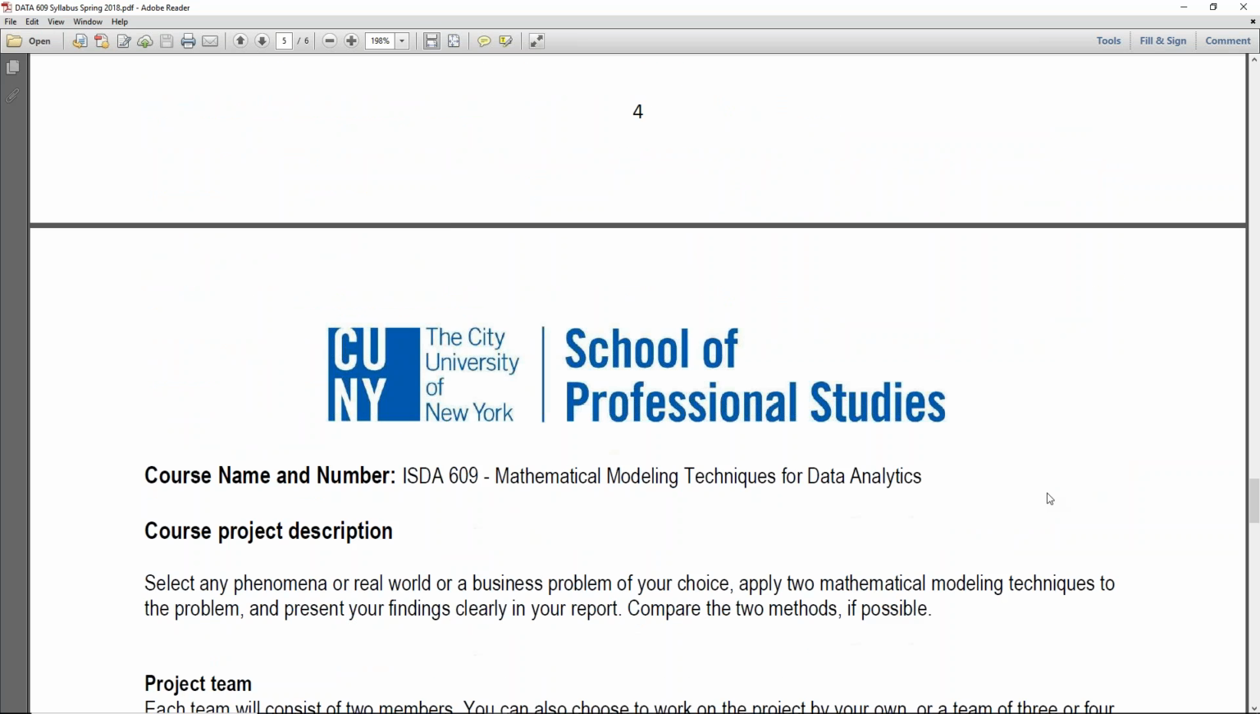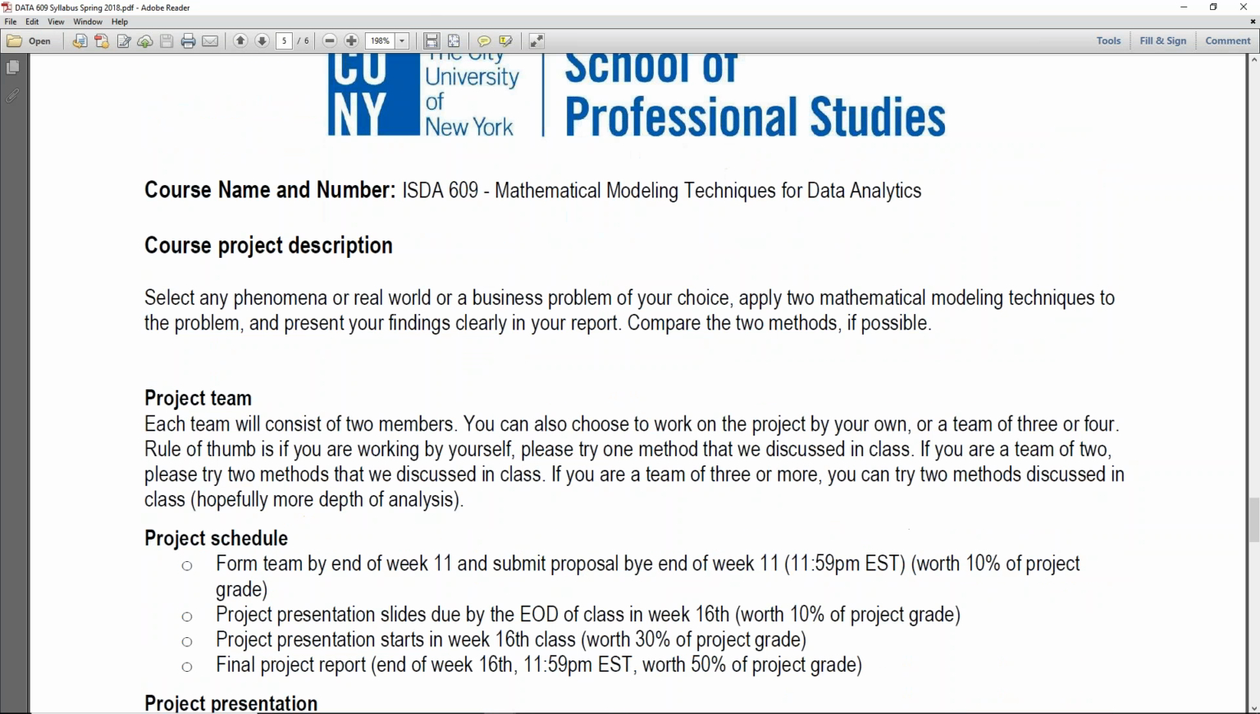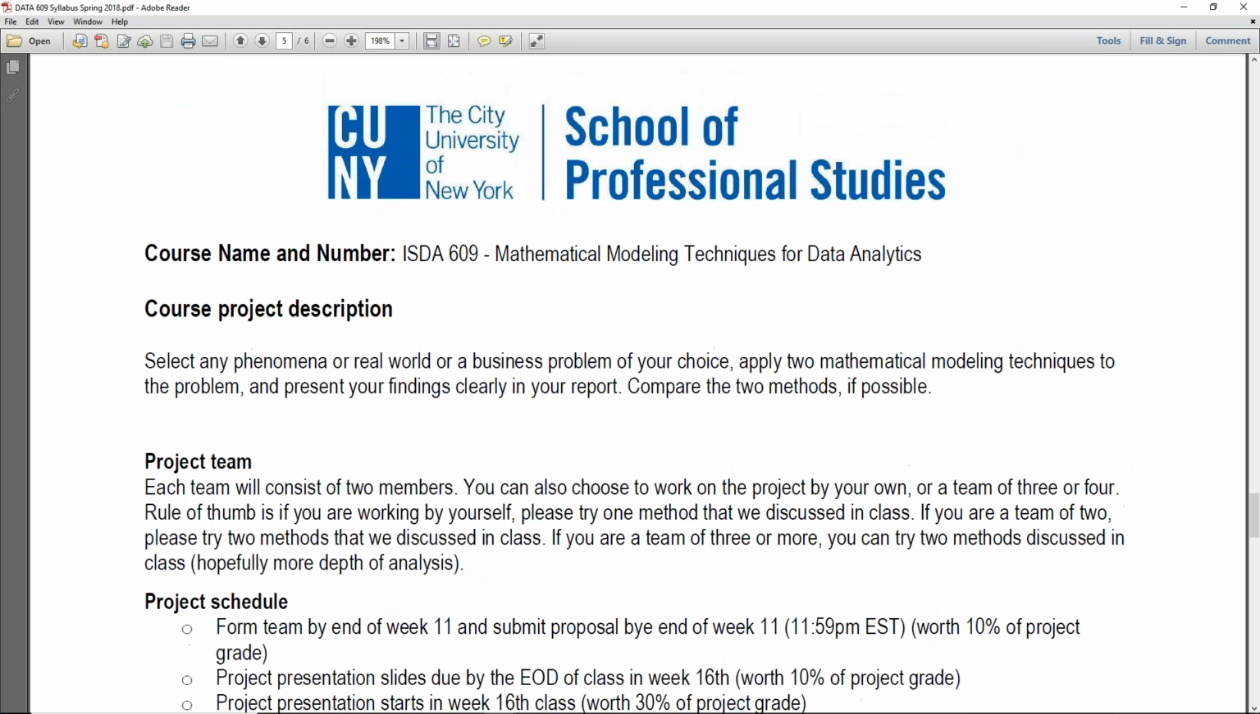And then here, on the last page of the syllabus, I do have an explanation of the project that I envision you should do. You should select any phenomenon or real world or business problem of your choice and apply 2 mathematical modeling techniques to the problem, and present your findings clearly in your report. Compare the 2 methods if possible.